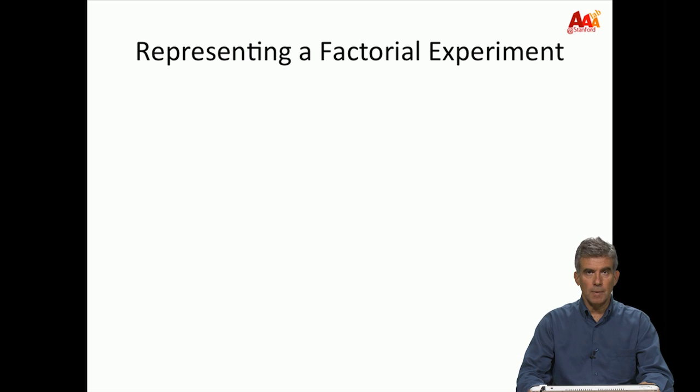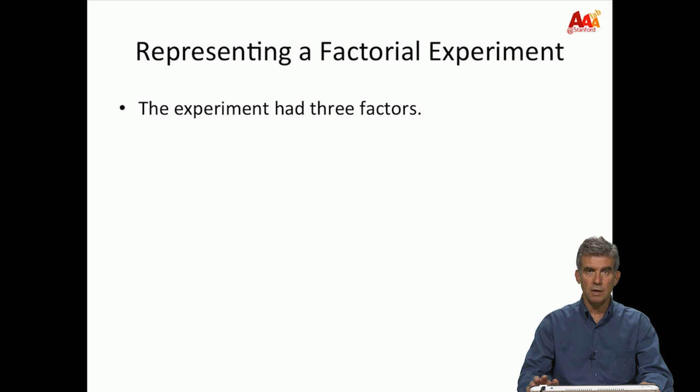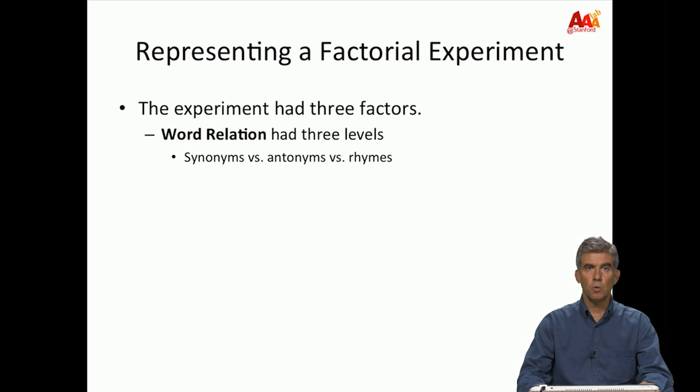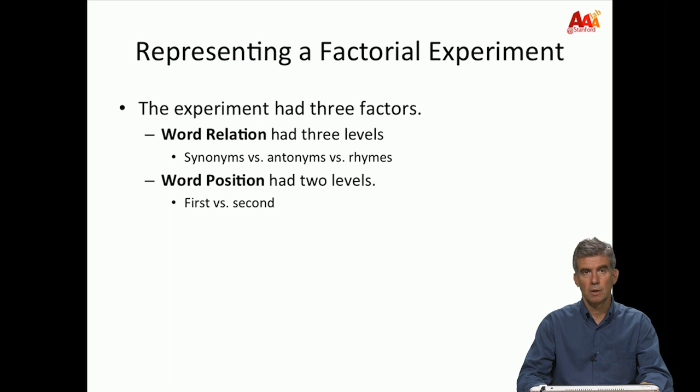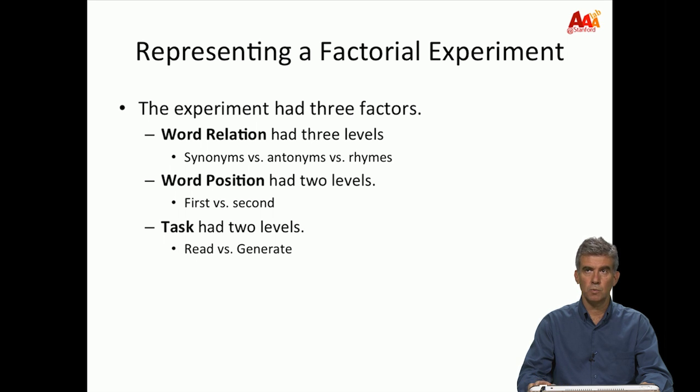So the design of this experiment, it's a factorial experiment, and it had 3 factors. And within a factor, there are levels. So word relation was a factor, and it had 3 levels: synonym, antonym, and rhymes, right? And so you could have fast, rapid, or fast, slow, or fast, past, right? And so the second word would either be a synonym, an antonym, or a rhyme, and you knew that. You knew what you were supposed to be doing. And so those are the 3 levels of the word relation. There was the word position, which was whether you remembered the first or the second word. And then the task itself had 2 levels, which was read and generate.